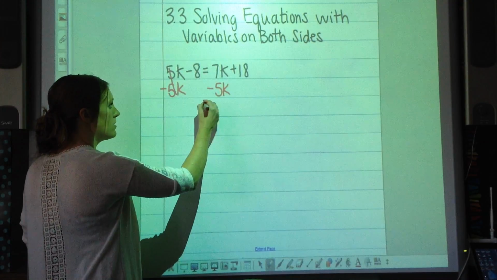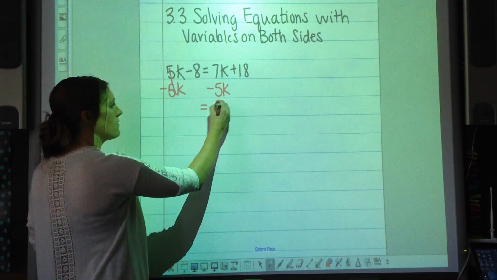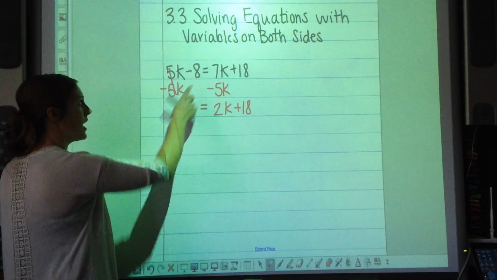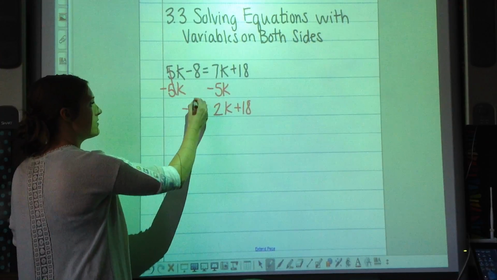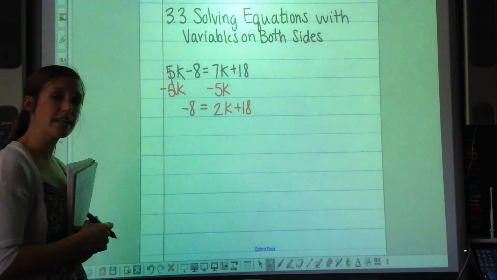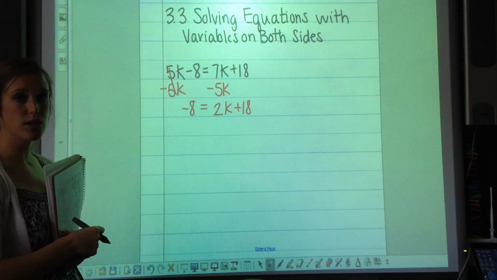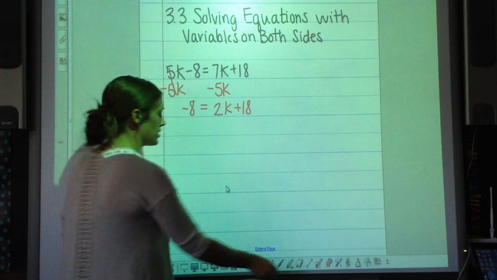Okay, so I'm dropping down the equal sign. 7 minus 5 is 2k. Drop down the 18. On the left side of the equal sign, I have a negative 8. Once I collect the k's on one side or the other, it turns into a two-step equation. I need to bring the non-variable term over.